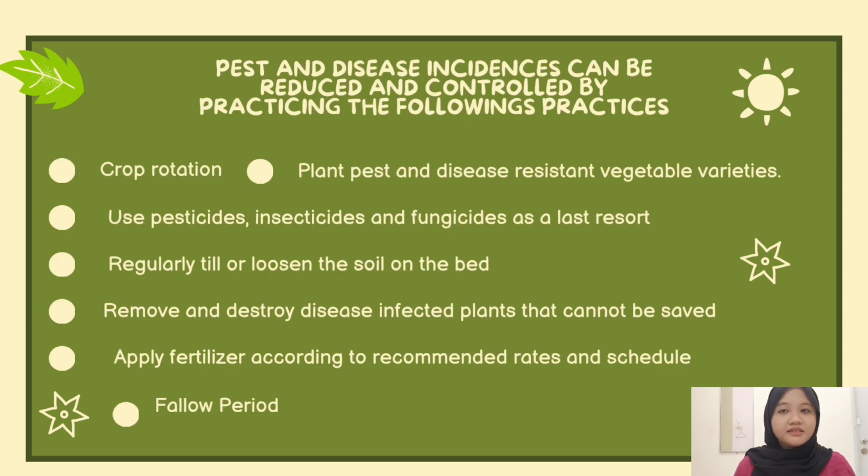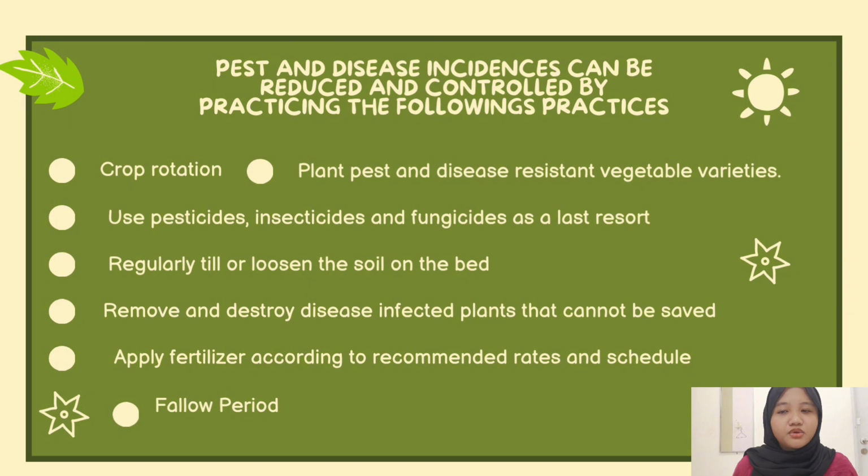Pest and disease incidents can be reduced and controlled by practicing the following practices. The first one is crop rotation. The second one is fallow period. Next, use pesticide, insecticide, and fungicide as a last resort. Next, regularly till or loosen the soil on the bed.